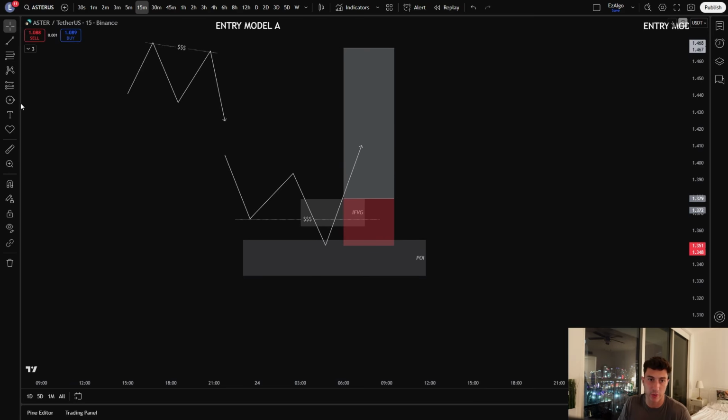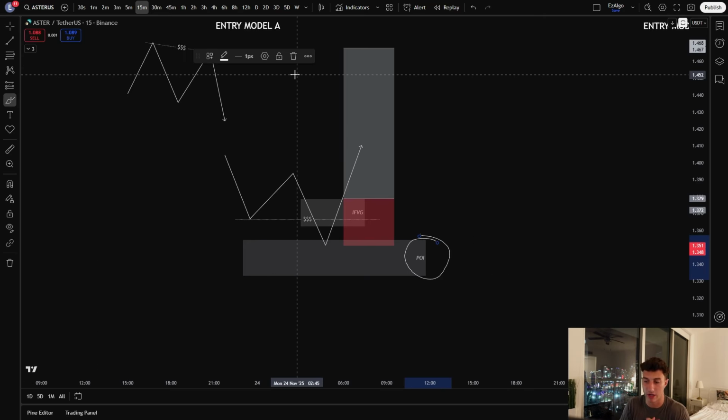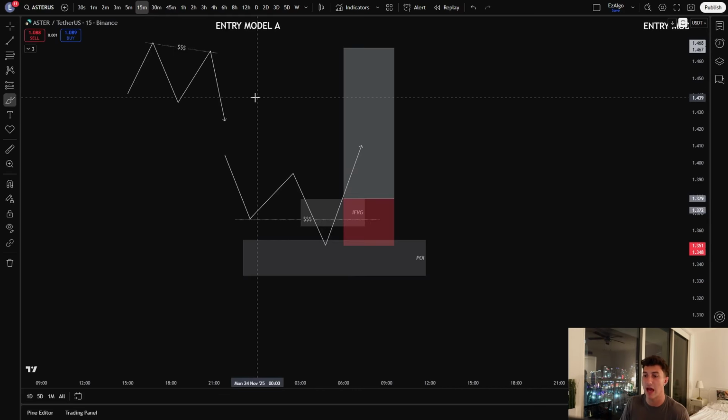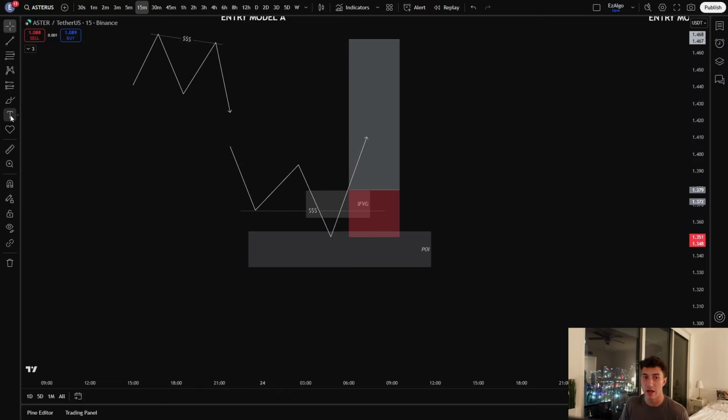Also need to make sure that we are delivering from our POI. A POI stands for a point of interest, okay? I like to trade key levels, higher time frame order blocks. This could be a higher time frame fair value gap, especially for my NQ traders. This strategy works very well if you're trading NASDAQ on, let's say, a 1-minute time frame.